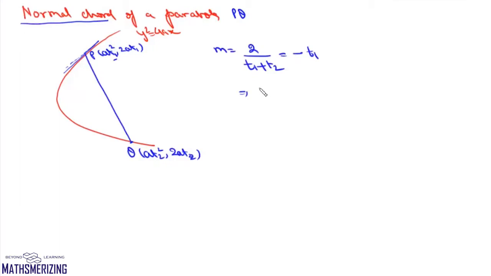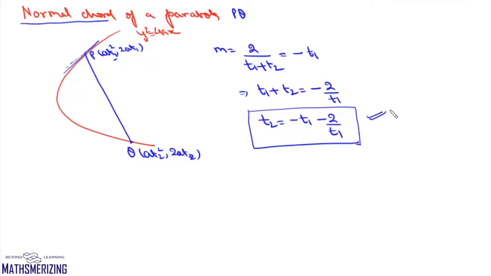So we can write this as t1 + t2 = -2/t1, or we can write t2 as -t1 - 2/t1. So that is the condition for a normal chord. Now there are many questions on normal chords of a parabola. One of the questions is, there are 3 points.